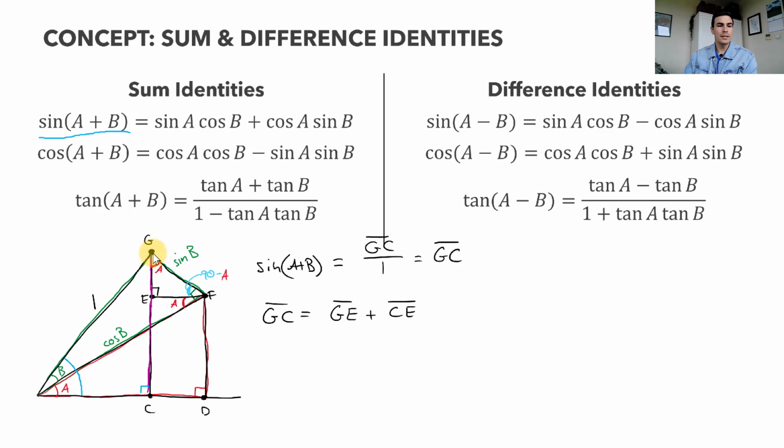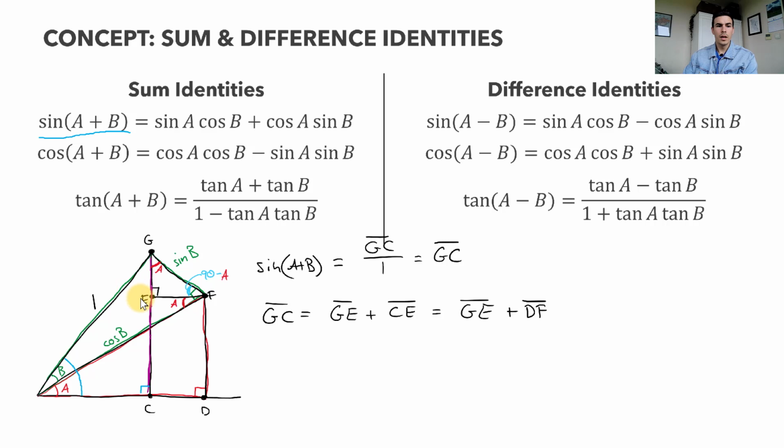So I've got segment GE here, and then I've got this segment EC. I'm also going to rewrite this, because EC, since this is a rectangle right here, is the same length as FD, right? So now GC I'm going to rewrite as GE plus DF. So this length plus this length here is going to give me the total length of this whole purple line that I'm looking for.